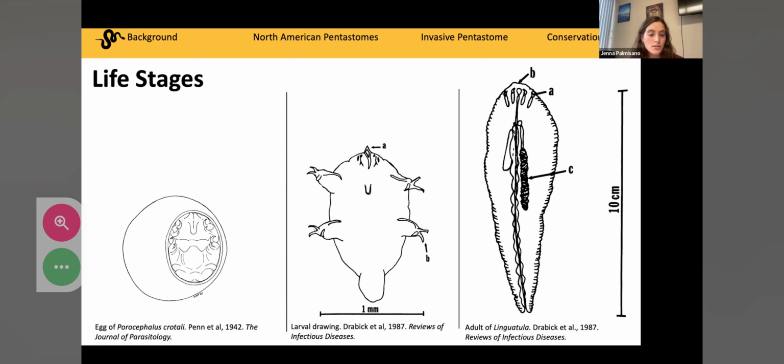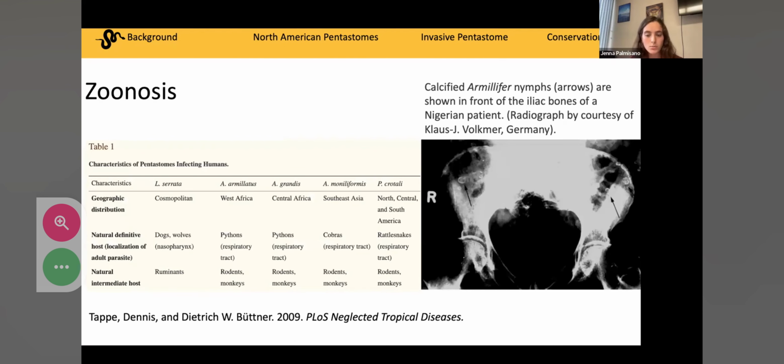And on the left, you can see the first stage, which is the embryonated egg, which is released into the environment from the definitive host. In the middle is the larval form, which resembles kind of a tardigrade a little bit. And on the right is the adult form. And this adult drawing is actually one of the 3 genera that are known to infect humans. So we're going to talk a little bit about zoonotic concerns before we jump into North American pentastomes.